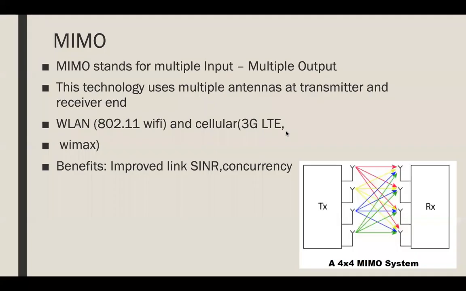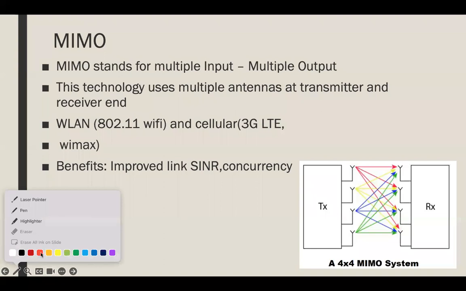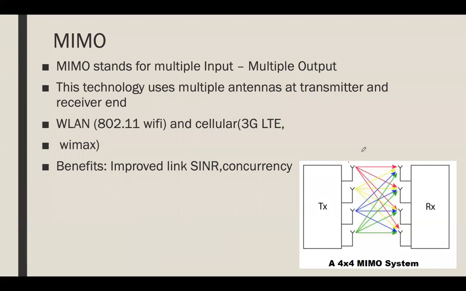So basically, MIMO stands for multiple input and multiple output. That is, if you consider a transmitter, the transmitter has multiple transmitting antennas, as can be seen in the figure, and at the receiver also, the receiver has multiple receiving antennas. That is why we call this a multiple input and multiple output system, right?